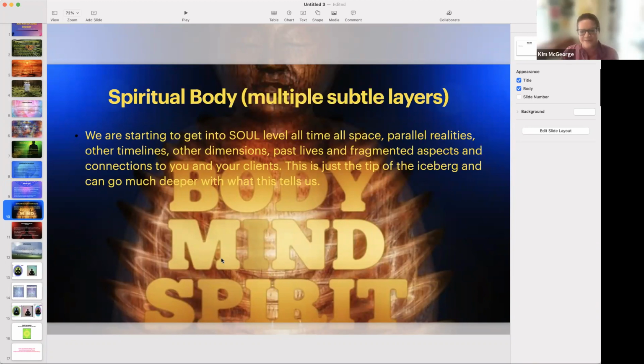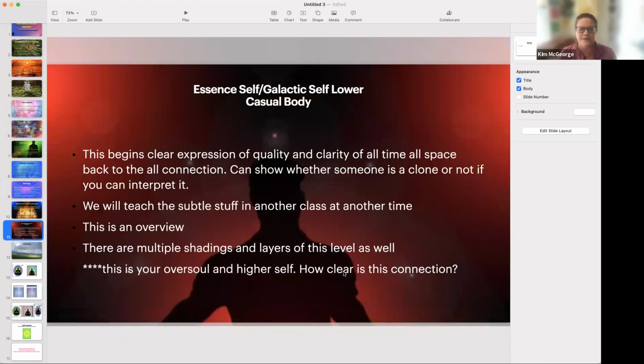Okay, spiritual body, starting to get into soul level. So this is where we're going to see parallel realities, other timelines, other dimensions, past lives, fragmented aspects, connections to you and your clients. This is just the tip of the iceberg, and again, we can go much deeper another time. And then the lower causal body that I call the essence self, the galactic self, begins quality and clarity, and can show whether someone is a clone or not, if you know how to interpret it. And again, this is an overview. We'll teach stuff if you're interested down the road.